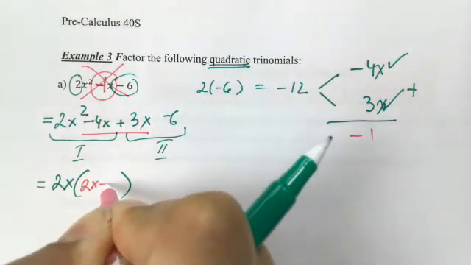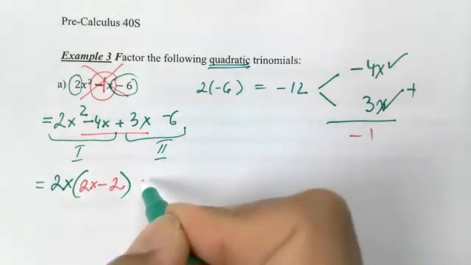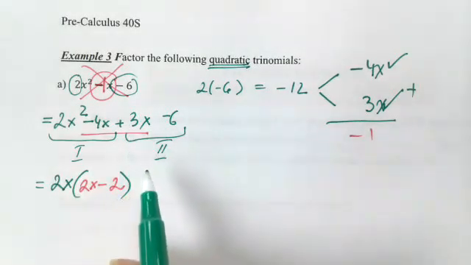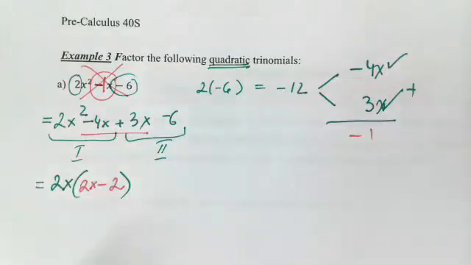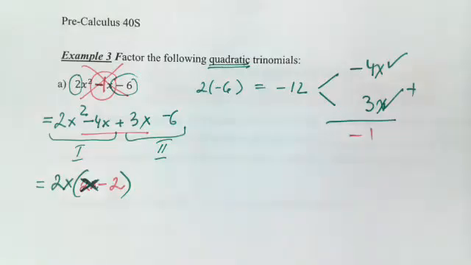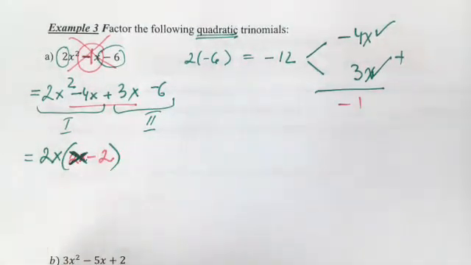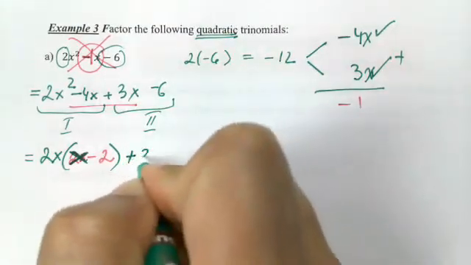2x minus 2. Okay, and then in the second group, is it 2? No, 2 there. X minus 2. And then in the second group, I think we're gonna have to go and close that door.